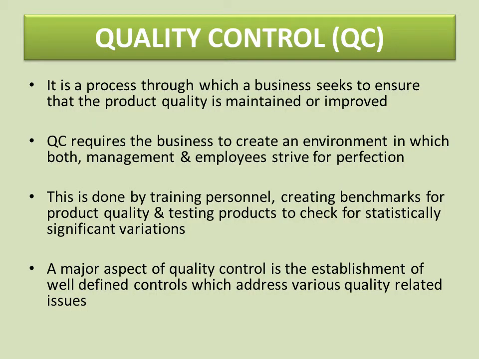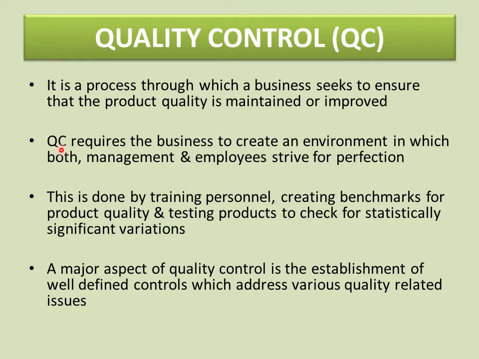Then let's see what is quality control, QC. It is a process through which a business seeks to ensure that the product quality is maintained or improved. So quality control, actually it is a process by which someone, which may be the businessman or an industrialist, seeks to ensure that the product which is going to be manufactured in his industry, the quality of that is maintained or it is improved. So it is that process actually.